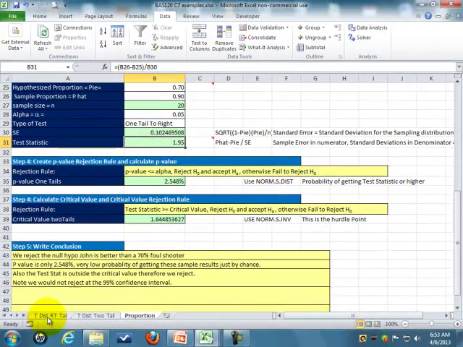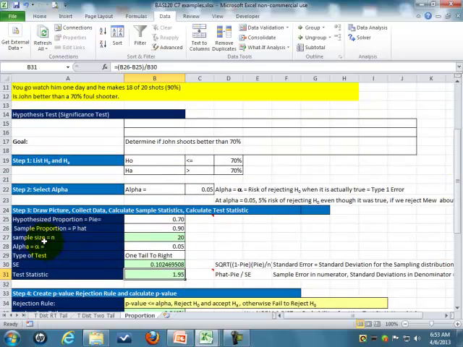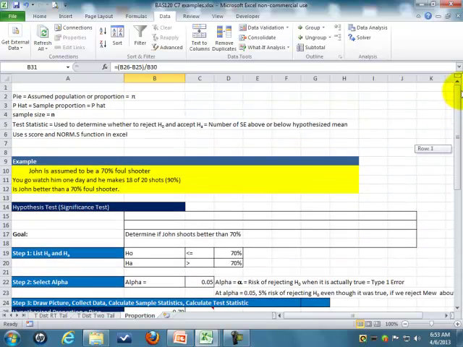So those are 3 examples. The normal distribution would be the same, except you'd use the NORM.S.DIST Excel function, and of course you would know the population standard deviation, the sigma, so you would go ahead and use that as opposed to using the sample standard deviation. Hope these 3 examples help.